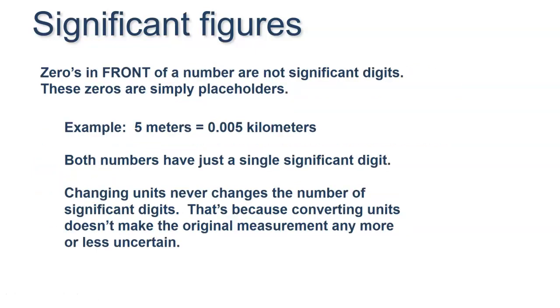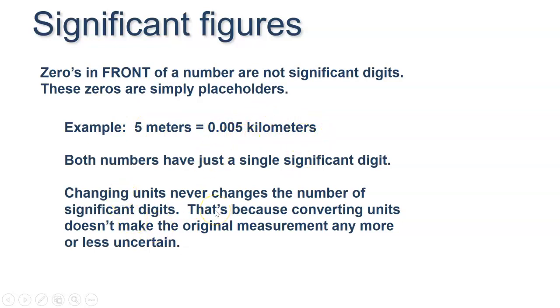So here are some rules to help you out when you're determining the number of significant digits. Zeros in front of a number are not significant digits. So if we have 5 meters and we were to use dimensional analysis and convert that to kilometers, we would see these zeros in front of the number. They are just placeholders. They are not significant for us. So both numbers have just a single significant digit no matter what you do. Because this is only 5 meters, this is going to be 0.005 kilometers, sorry.